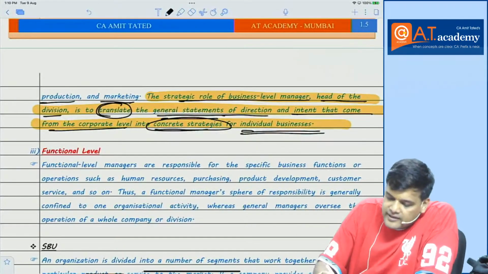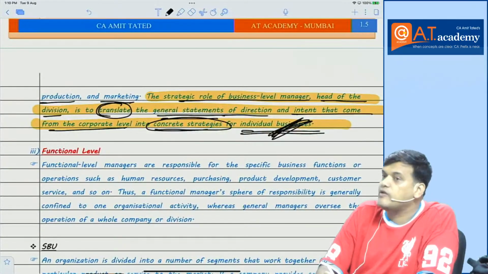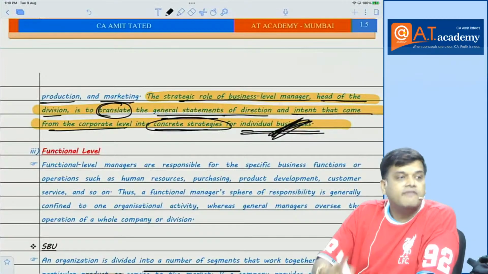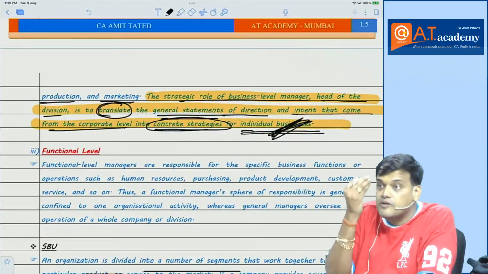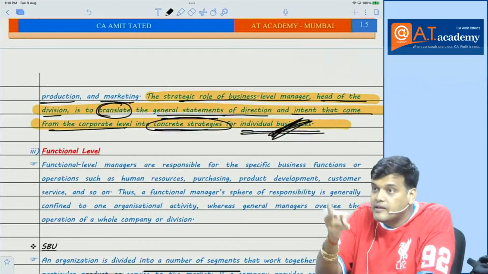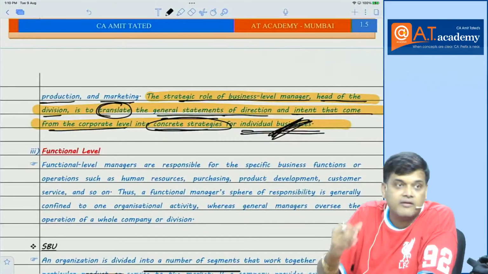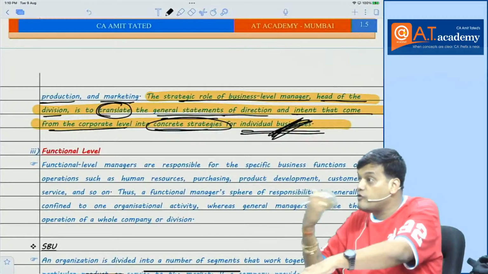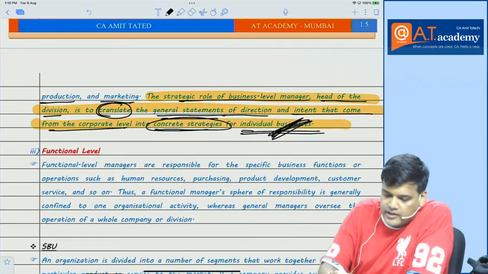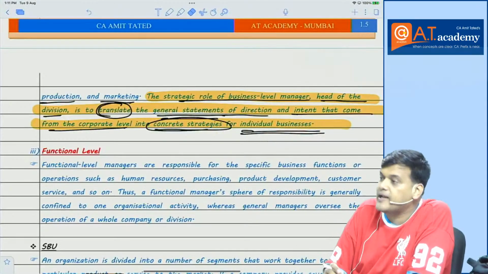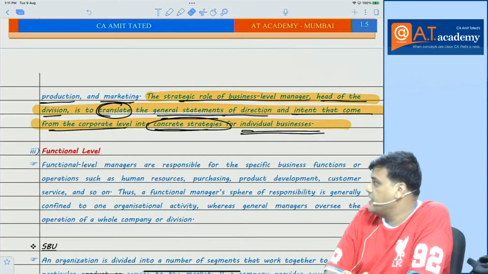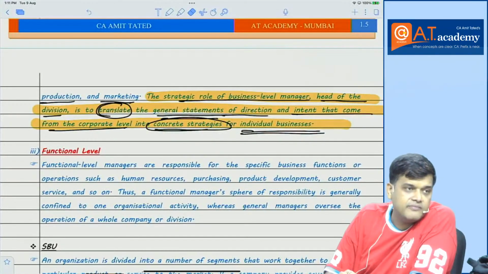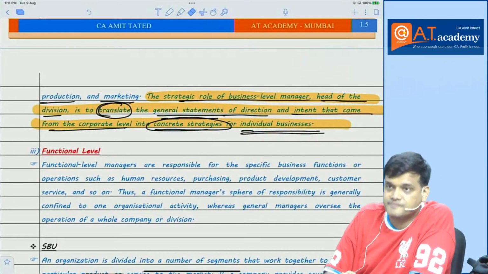If I cut this word business and insert individual function, it is functional level. And don't tell me sir, this is very simple, how easy. Many times you don't understand this, therefore I am making it clear. Always focus on the words individual business. Individual business means which manager? Business level. And functional level is again our favorite.